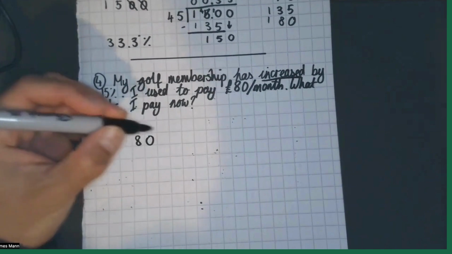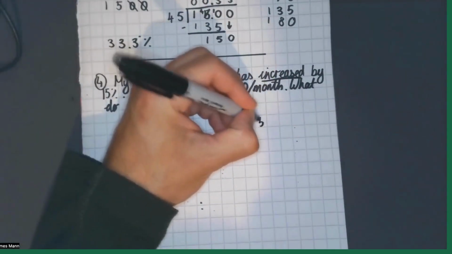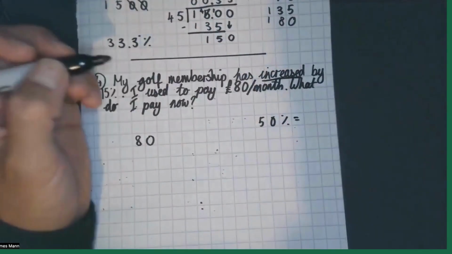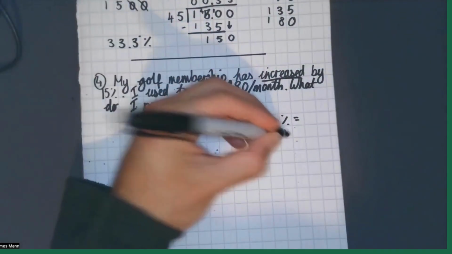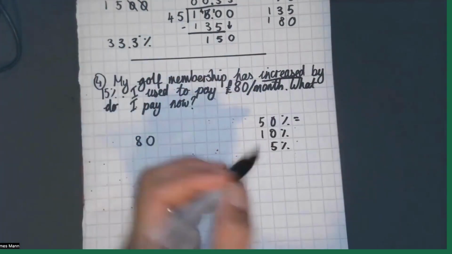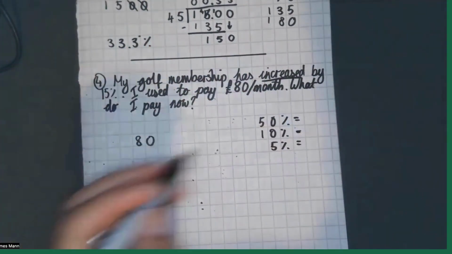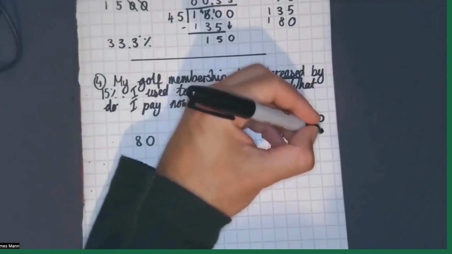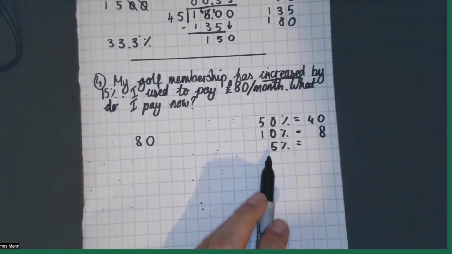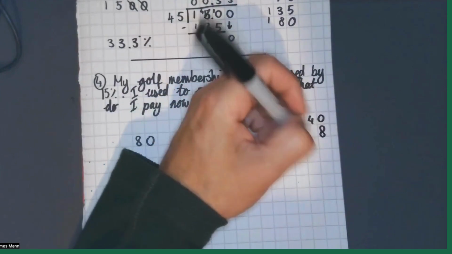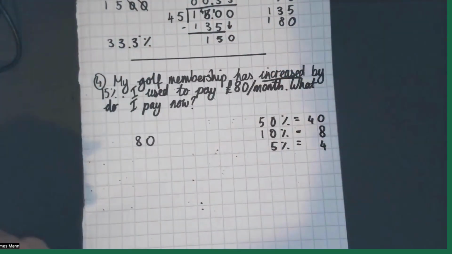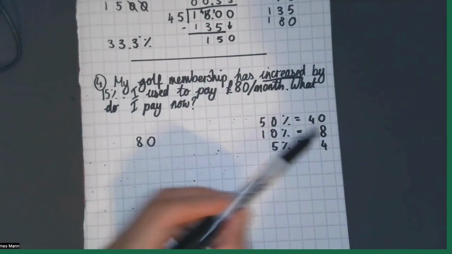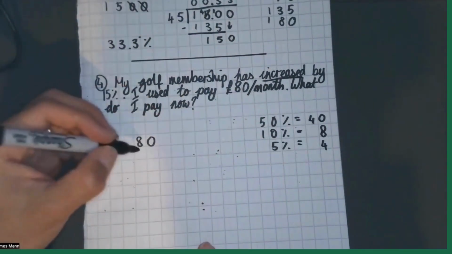We've got our 80 here. We've done stock percentages in a previous video. So here's 50%, and then we've got 10%, and we've got 5%. To find 50%, we halve it to make 40. To find 10%, we divide it by 10 to give us 8. And to find 5%, we just halve our 10%, which is 4. To find 15%, well, 5 add 10 is 15, so 8 add 4 makes 12.